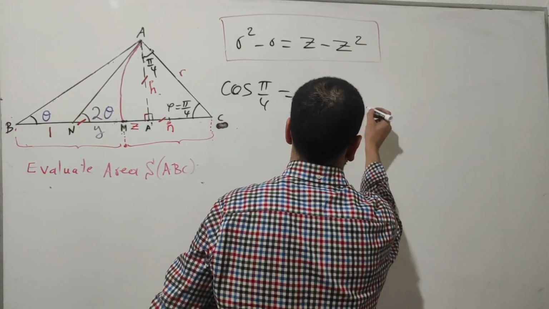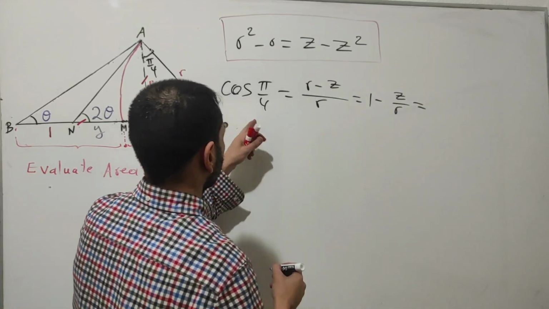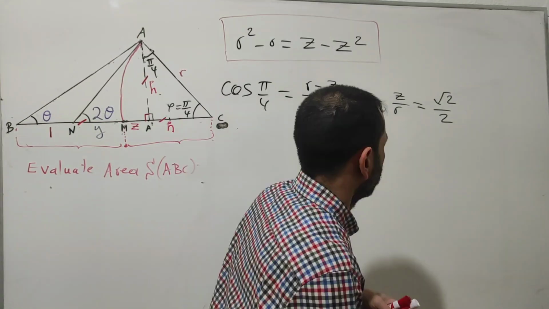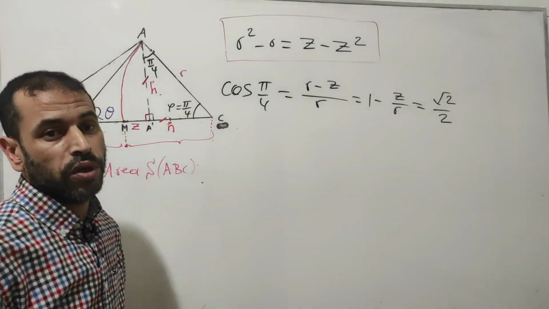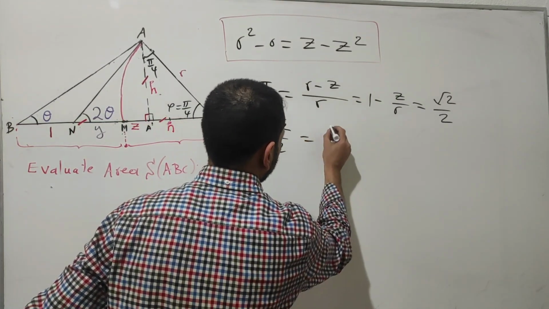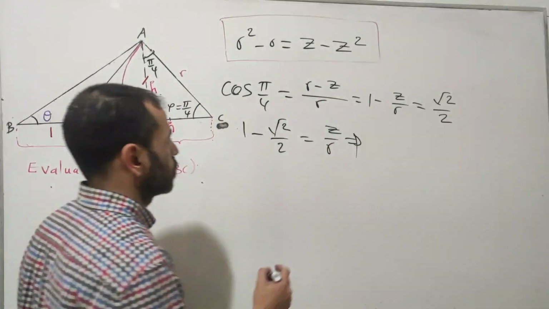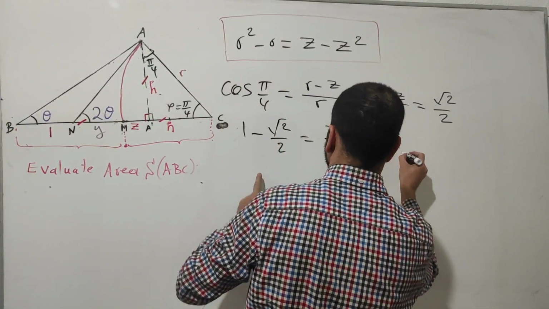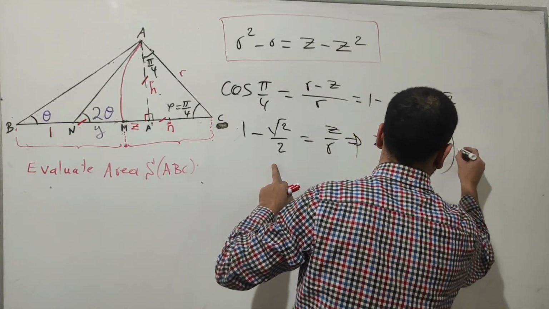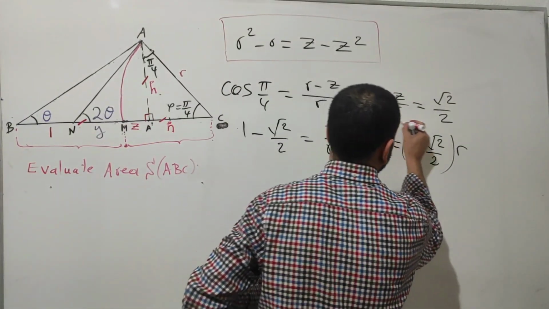It gets r over r, which is 1, minus z all over r. Cosine pi over 4 is square root of 2 over 2. Okay, bring the constant term to the left and the variables to the right. So I get the following: 1 minus square root 2 over 2, which equals z over r. Let's multiply both sides by r. So I get z, which equals (1 minus square root of 2 over 2) multiplied by r. Now we have found z in terms of r.